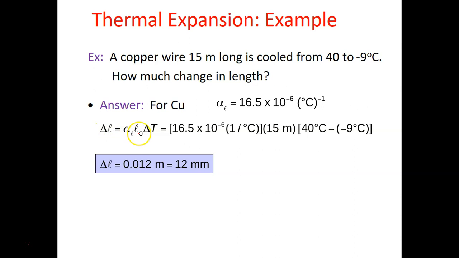So this is the equation, the previous equation that we're going to use. In this question, we are asked to calculate the delta L. So you know your alpha, you know your L naught, which is 15 meter, and you know your delta T, which you can calculate from the difference here. You just substitute all the values, you will get your delta L. As simple as that.